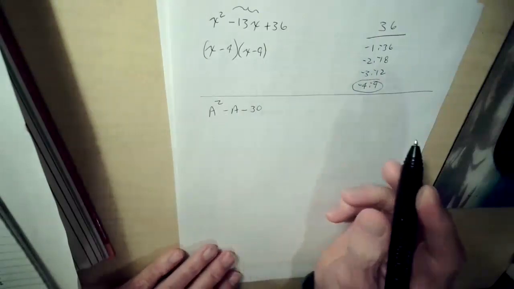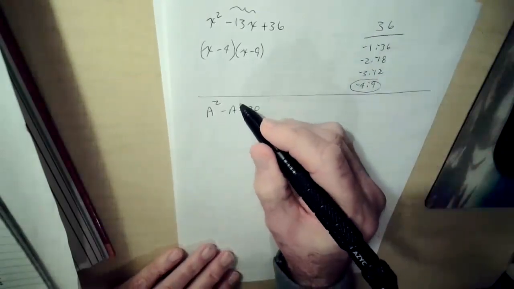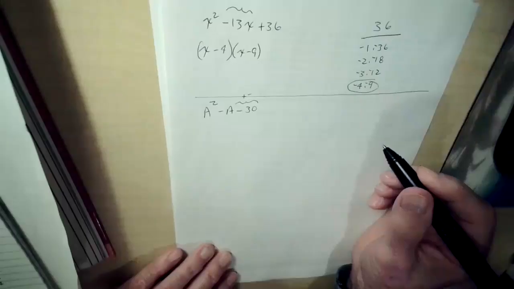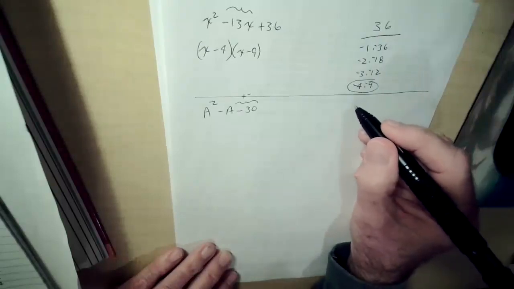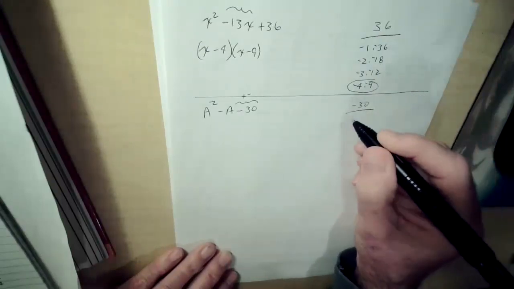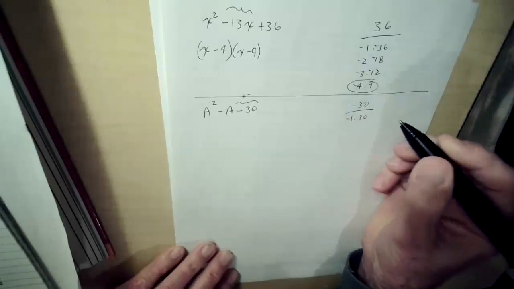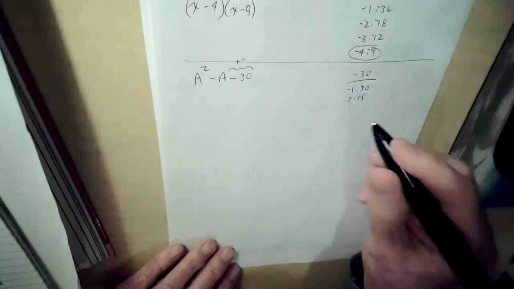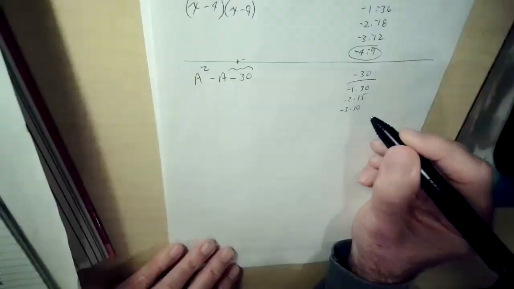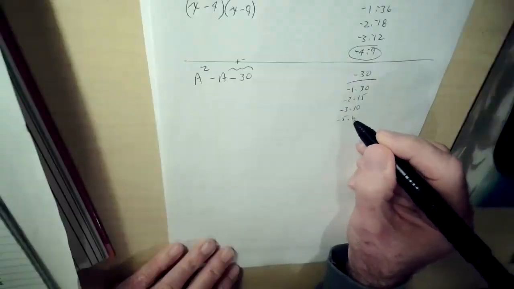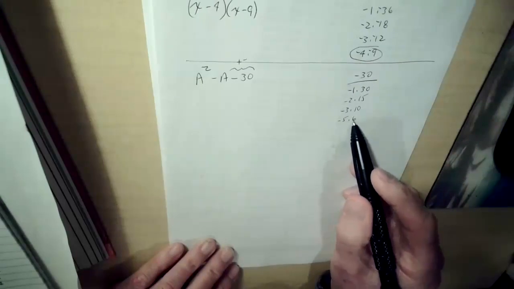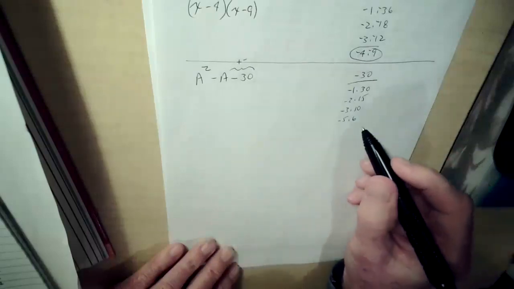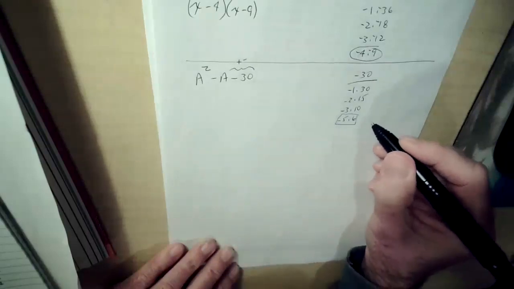Okay, let's do this one. A squared minus a minus 30. Everything in here is negative. So what will give us negative 30? A plus times a minus. So what are the factors of negative 30? Negative 1 times 30. Negative 2 times 15. Negative 3 times 10. Or negative 5 times 6.